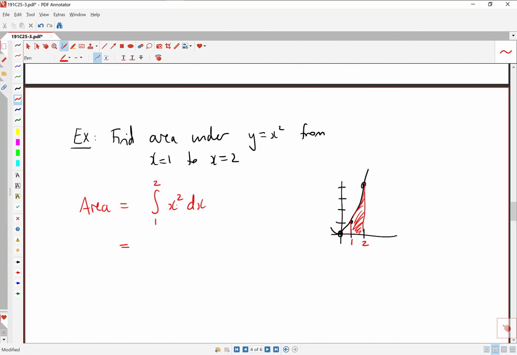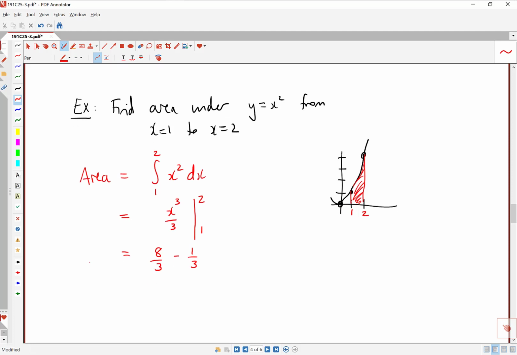Okay, so then we find an antiderivative for x squared. So we're going to bump up the power, divide by the new power, and then we don't need a plus c because it's a definite integral. And then we will evaluate at 2 and then at 1. So plugging in, you'd have 8/3 minus whatever value you get by plugging in 1. So that would be 1/3. So overall, our area comes out to 7/3.